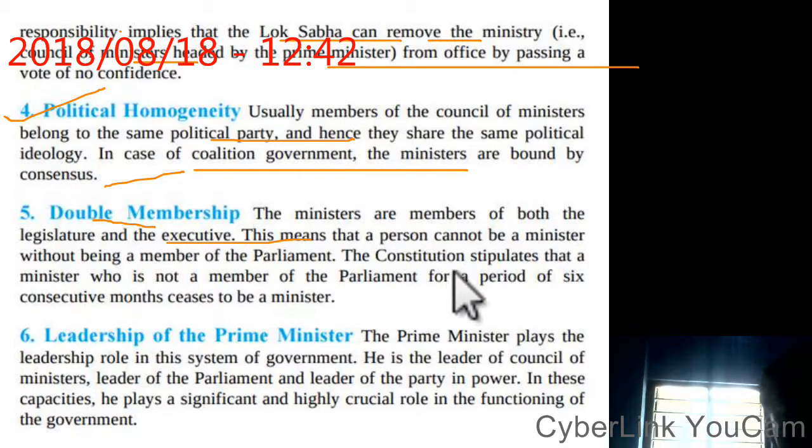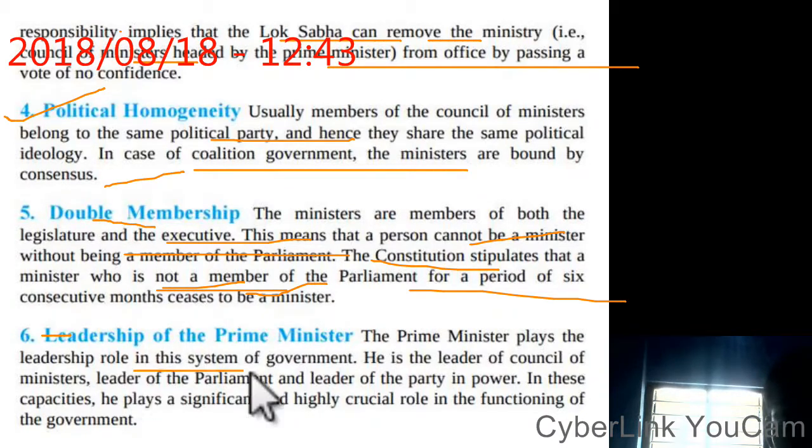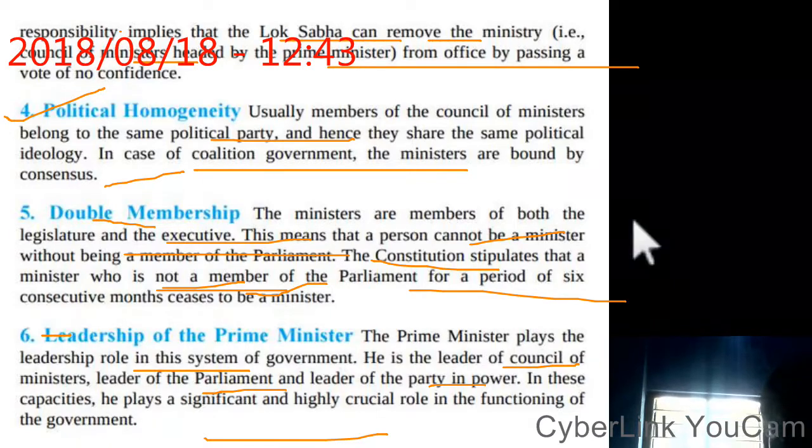This means that a person cannot be a minister without being a member of the Parliament. The Constitution stipulates that a minister who is not a member of the Parliament for a period of 6 consecutive months ceases to be a minister. Leadership of the Prime Minister. The Prime Minister plays a leadership role in the system of government. He is the leader of the Council of Ministers, leader of the Parliament, and leader of the party in power. In these capacities, he plays a significant and highly crucial role in the functioning of the government.